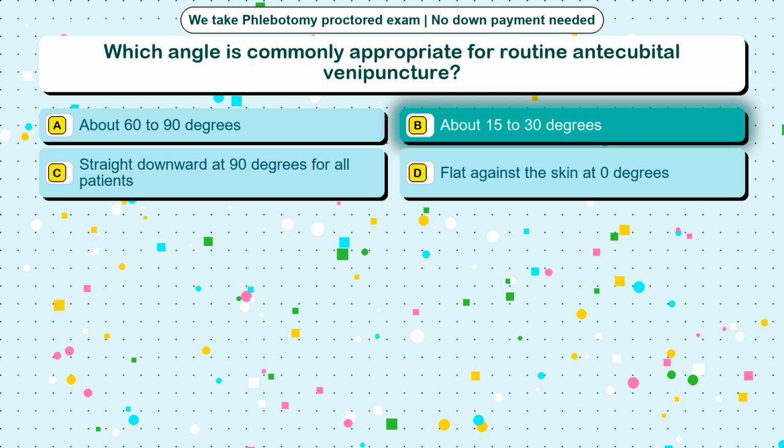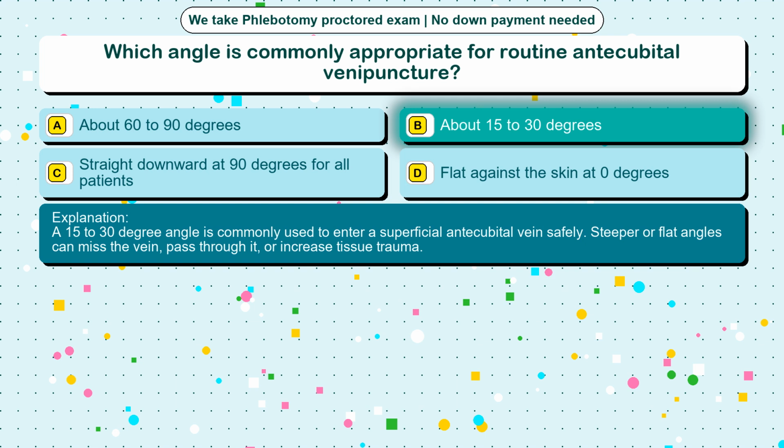The correct answer is option B, about 15 to 30 degrees. A 15 to 30 degree angle is commonly used to enter a superficial antecubital vein safely. Steeper or flat angles can miss the vein, pass through it, or increase tissue trauma.